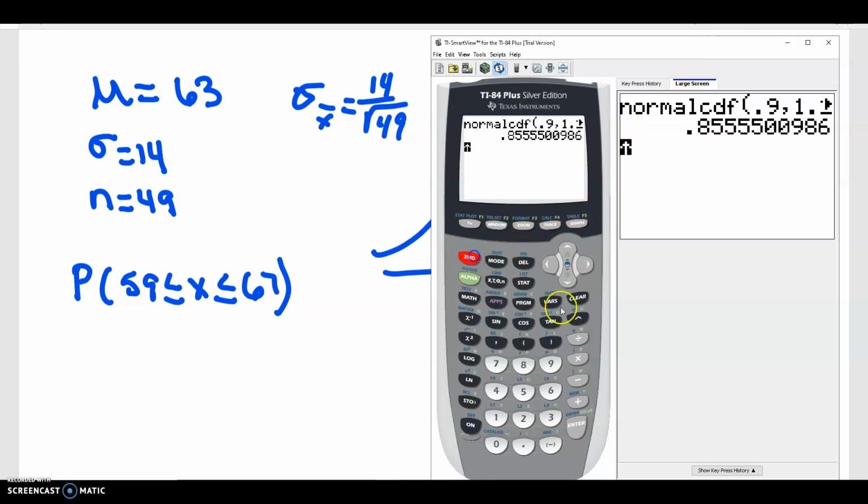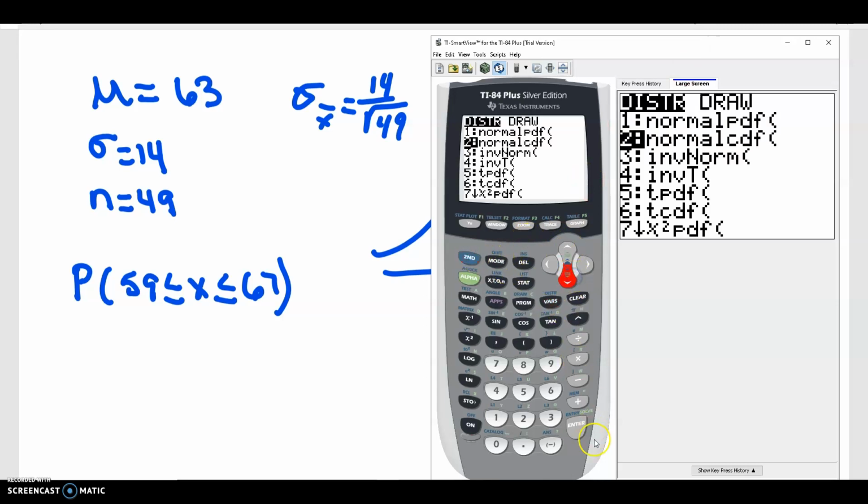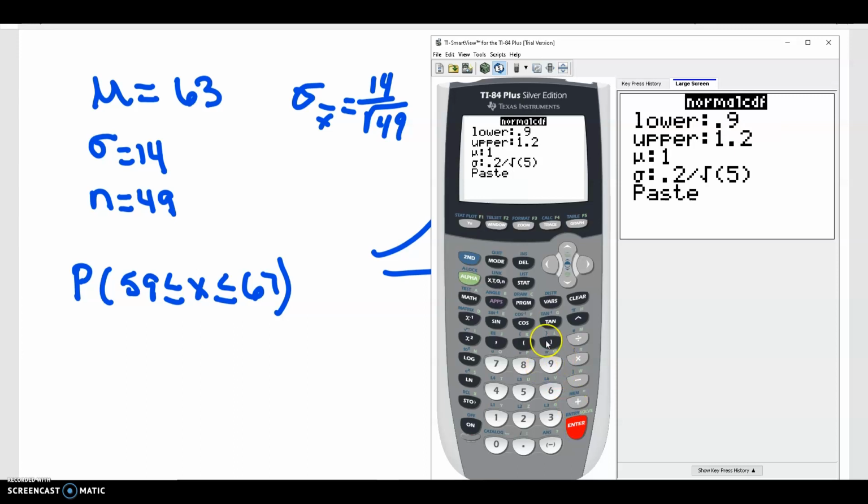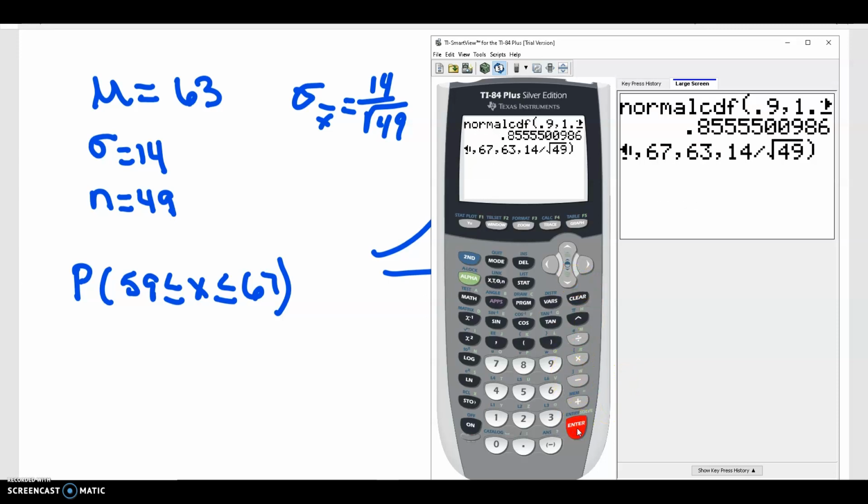Let's see, second distribution, normal CDF. My lower bound in this case is 59. My upper bound is 67. My mean is 63. And my standard deviation is going to be 14 divided by the square root of 49, which is 7. So that'll be 2. And enter.